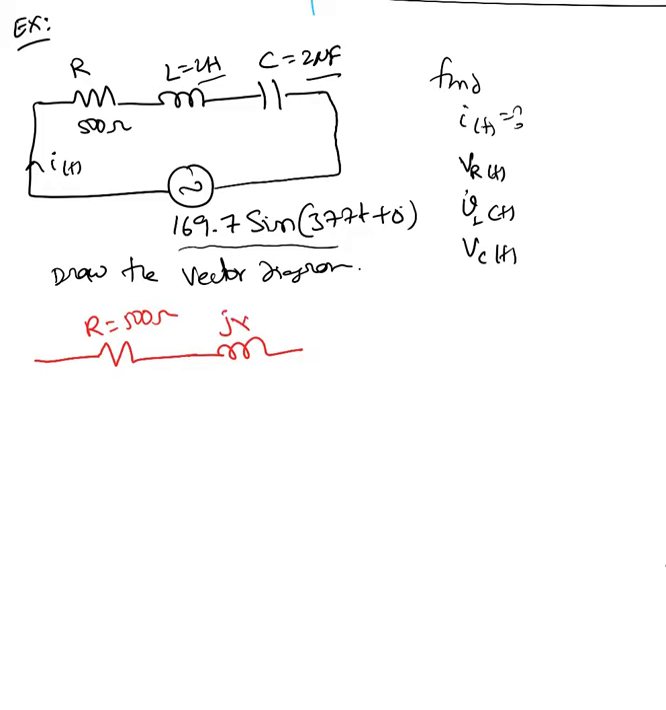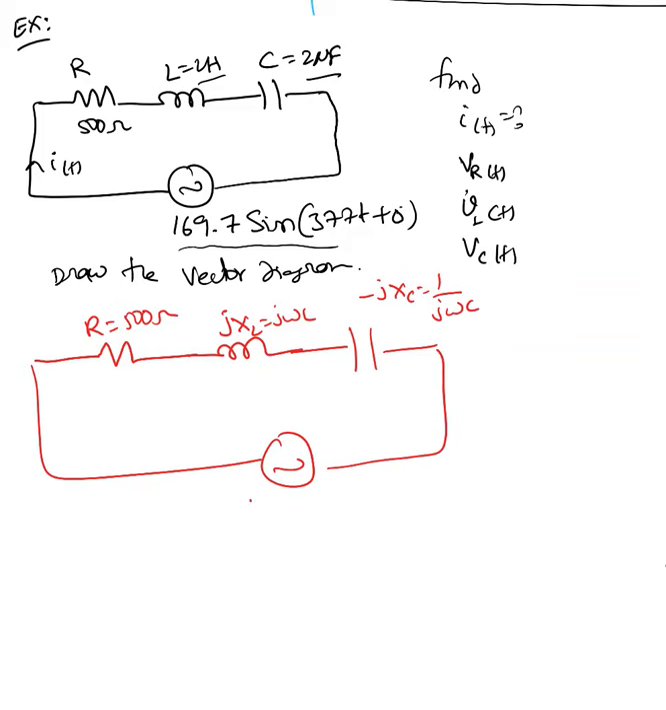We call this jXL, which is j omega L. I know the omega value. Minus jXC equals 1 over j omega C. Here always convert this into RMS value, because in our regular life we always use the RMS value, not the maximum value, at an angle of 0. So XL equals omega L. We know omega is 377 times L is 2 Henry. We'll end up with 754 ohm.